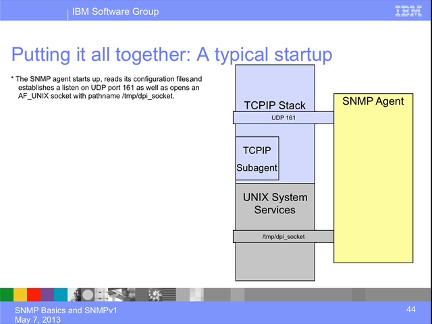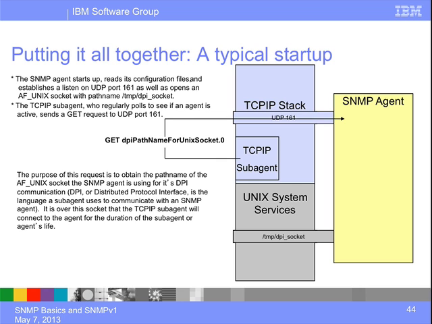It then establishes a listen on UDP port 161 as well as opens an AF Unix socket with a path name temp DPI socket. The TCP/IP subagent, who regularly polls to see if an agent is active, sends a GET request to UDP port 161. The purpose of this request is to obtain the path name of the AF Unix socket the SNMP agent is using for its DPI communication.